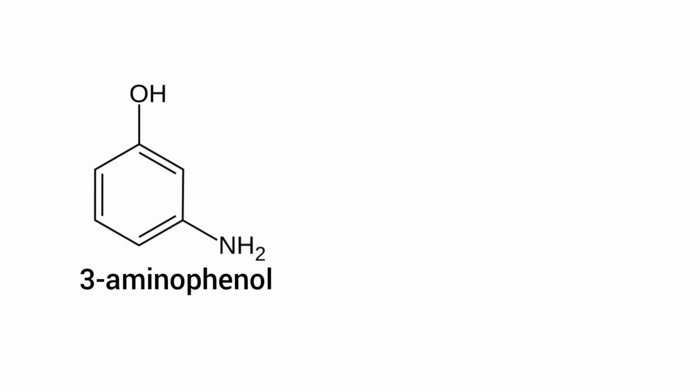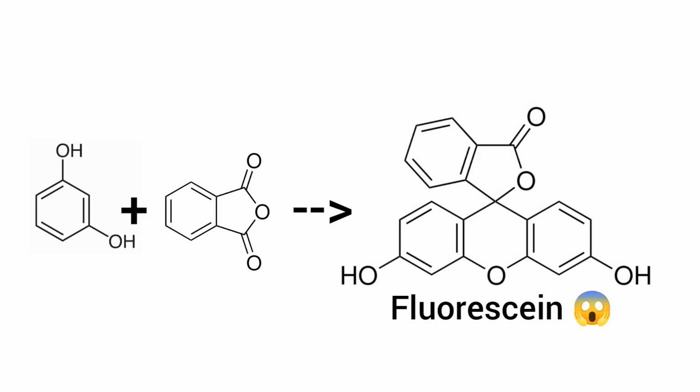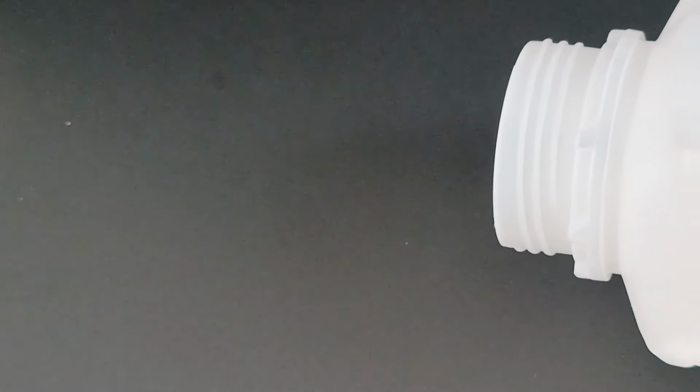The aminophenol is going to be converted to resorcinol, which will then be reacted with phthalic anhydride to form our final fluorescein. This is part 1 of the series, and in this video I'm going to be doing the first step, which is hydrolyzing the aspirin into salicylic acid. First, we're going to need some pure aspirin.